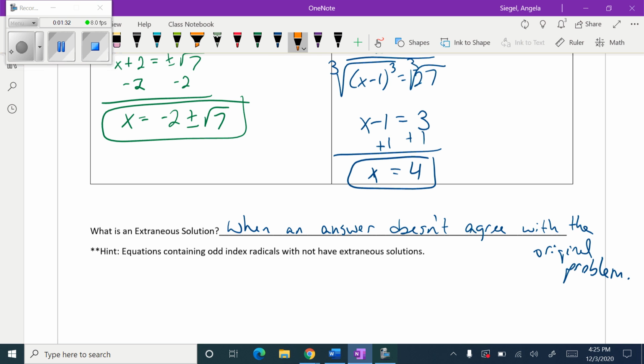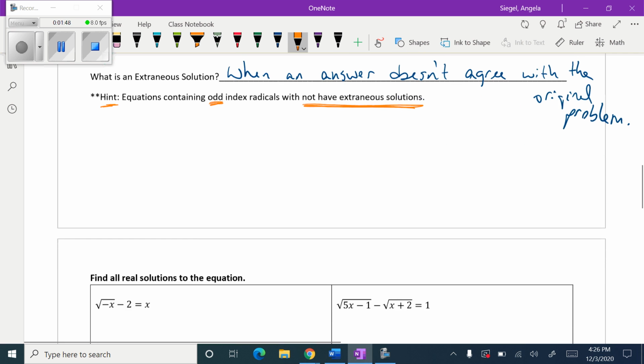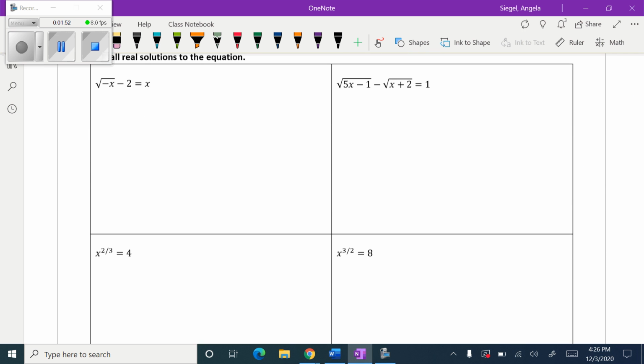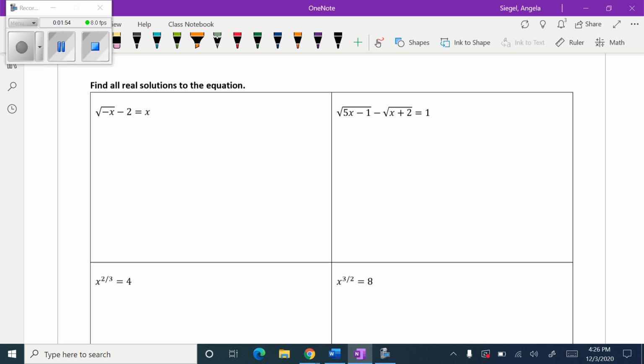So we've had these before. I just want to point this out because this is a nice hint. When you have an odd root, like fifth root, third root, seventh root, whatever, you do not have to worry about extraneous solutions. It's really when you have the even roots that you have to look at these. So just notice, we're probably going to have some of them with extraneous solutions.